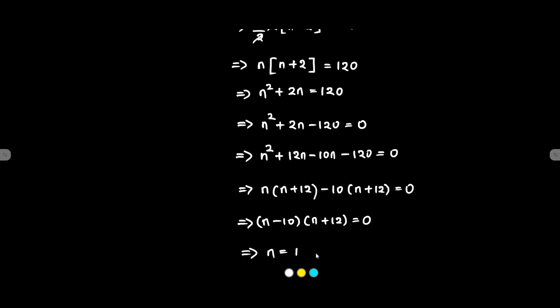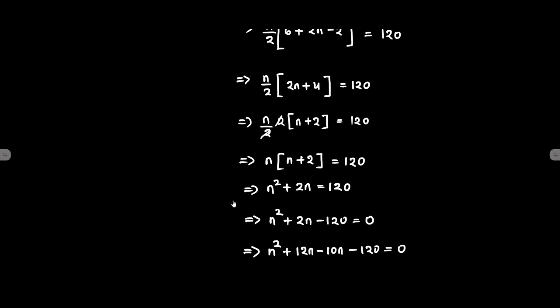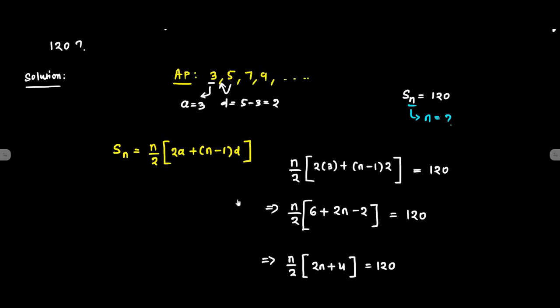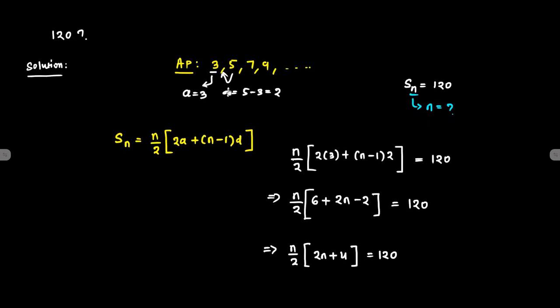So we have two possible values of n. One is 10 and another one is minus 12. Now obviously the number of terms in the AP cannot be equal to minus 12, it cannot be negative. So this is out of the question. So 10 is the right answer. The sum of 10 terms in this given AP will give us a value of 120.